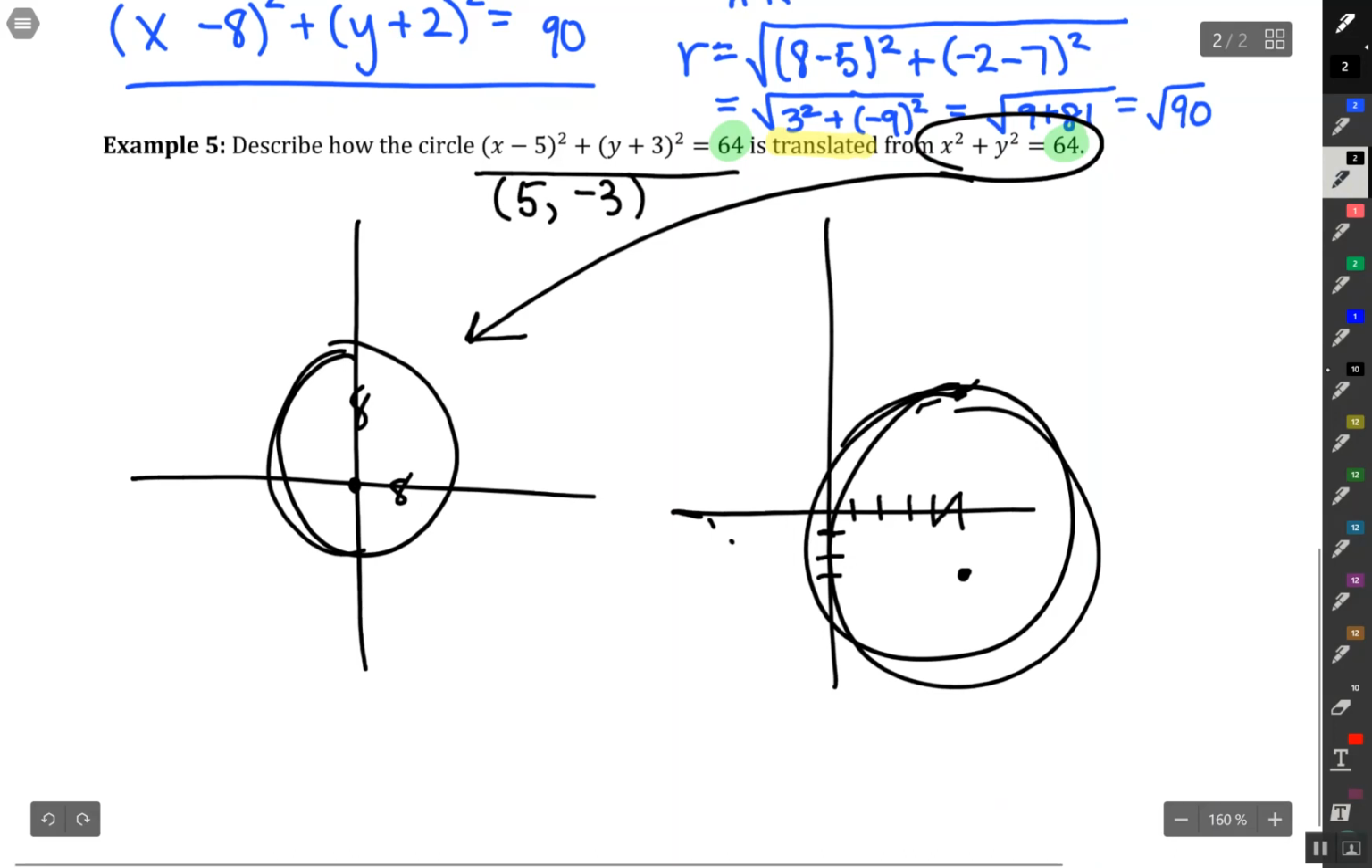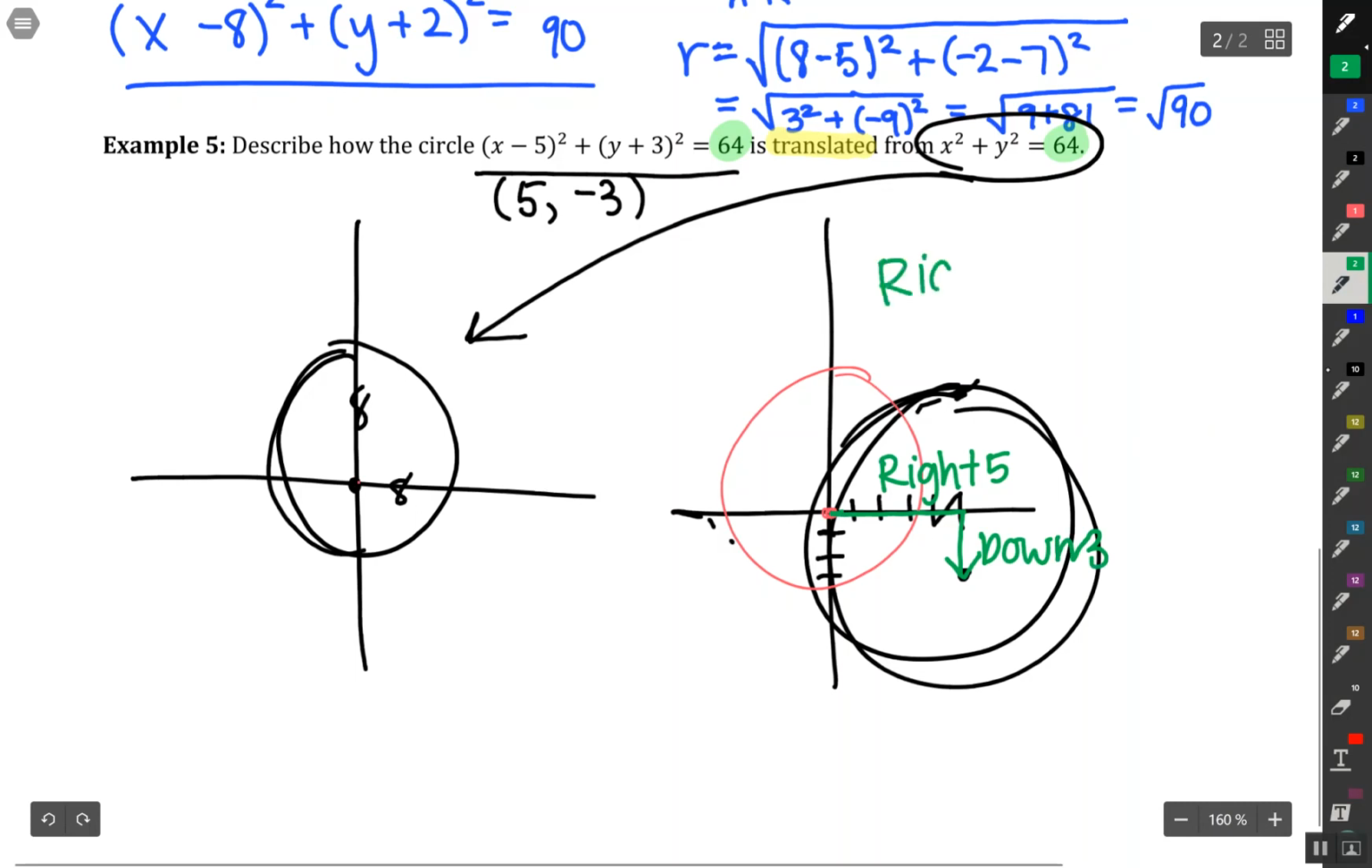Okay? And so, how is this circle translated from this circle? Essentially, what's happening, the center was here, right? Okay, and it went right 5, down 3. And so that's your answer. You would say that it was right 5, down 3. All right, and that's it for this section.